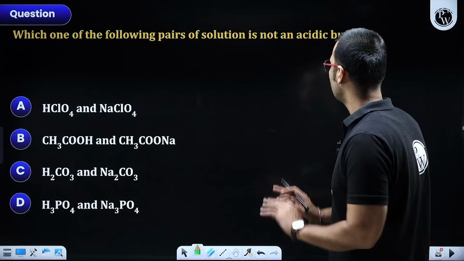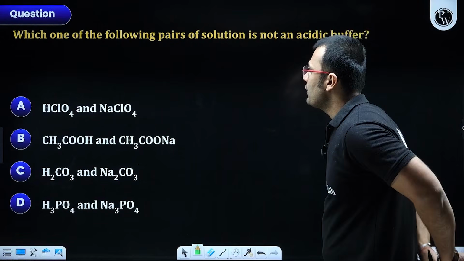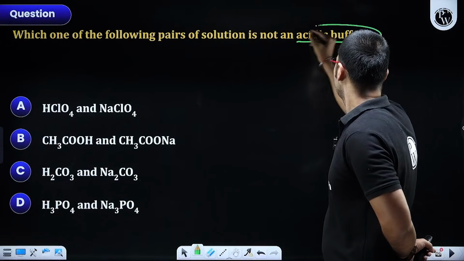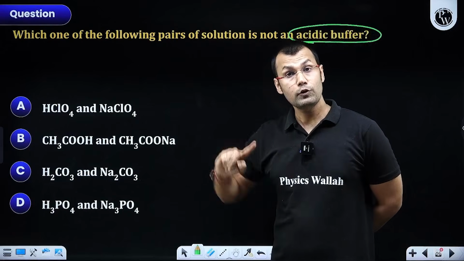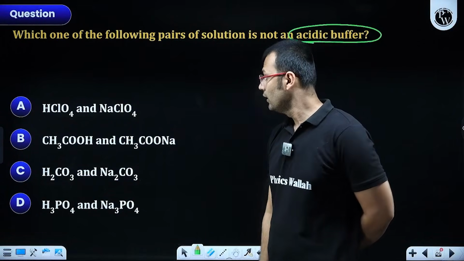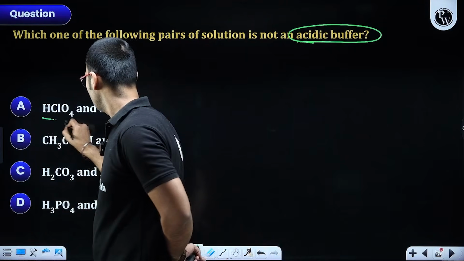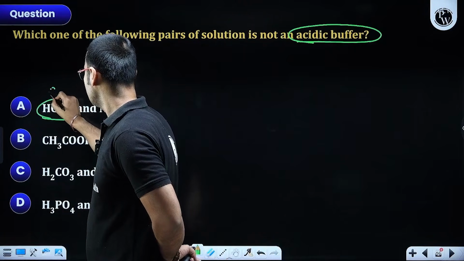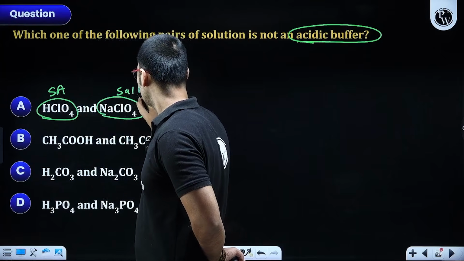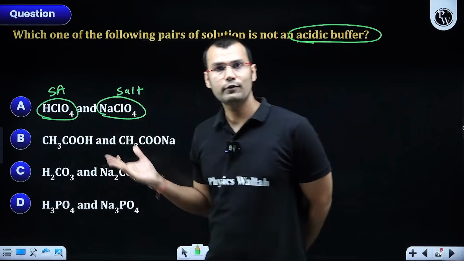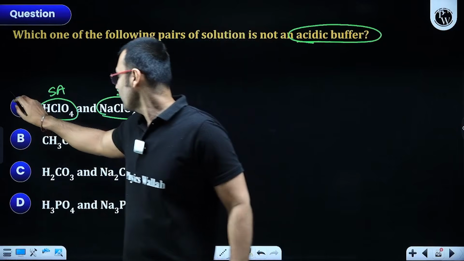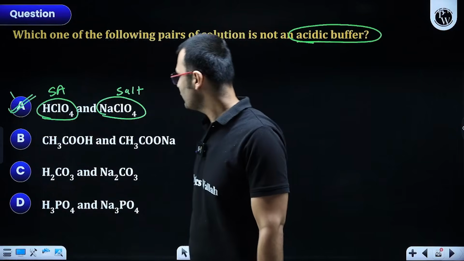Another question, just on the identification of buffer. Which one of the following pairs is not an acidic buffer? Not an acidic buffer means the case in which we do not have a weak acid with its salt. So the first one is HClO4. HClO4 is a strong acid, and this is the salt. Here the first one is the answer, right? Because for an acidic buffer we need a weak acid. Here we have a strong acid. So the first one is not an acidic buffer, so A will be the answer.